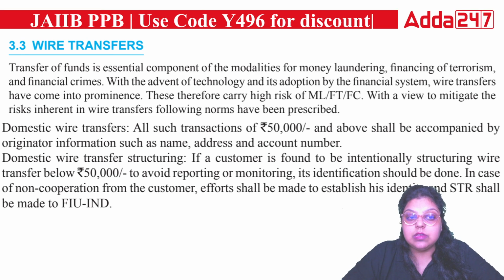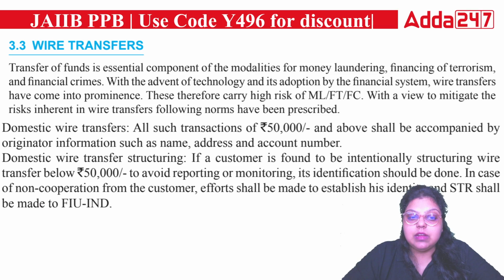So to mitigate such risk, the following wire transfer norms have to be followed, in which it says that a domestic wire transfer of, let's say, an amount of 50,000 and above should be accompanied by the originator information like the name, address, and account number, like which person actually originated this wire transfer from India. It has to be taken.